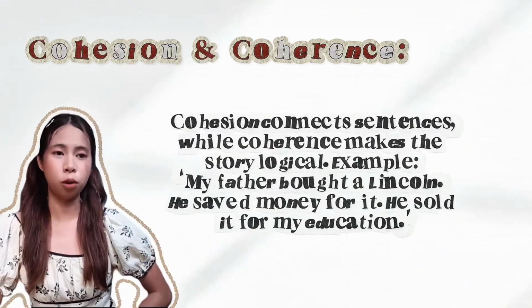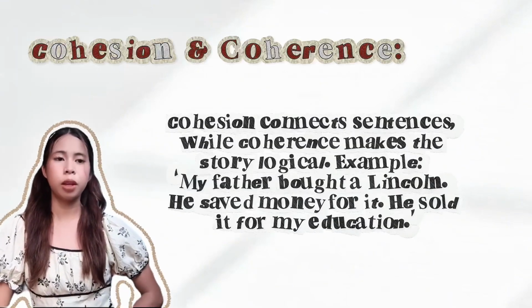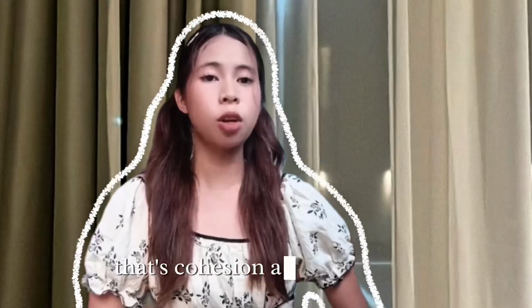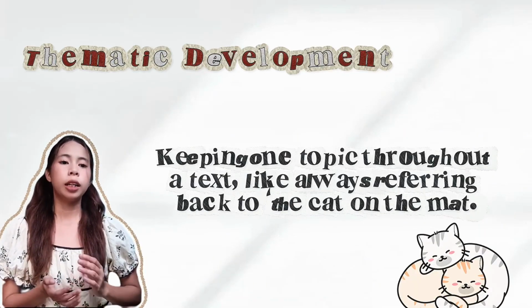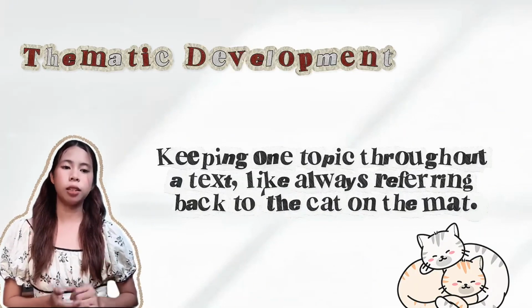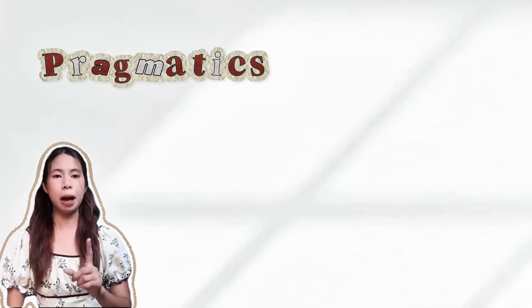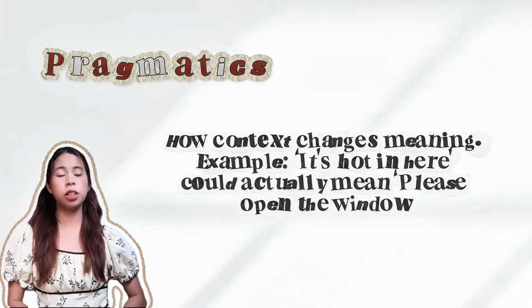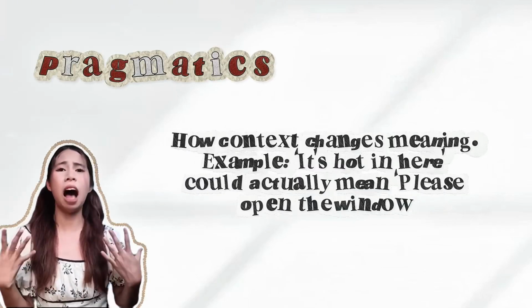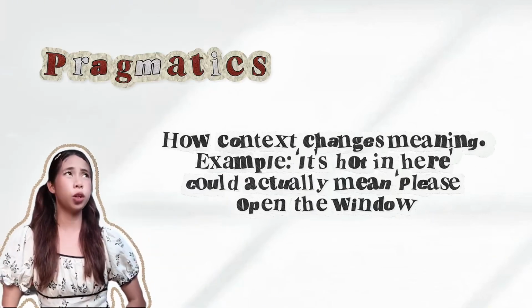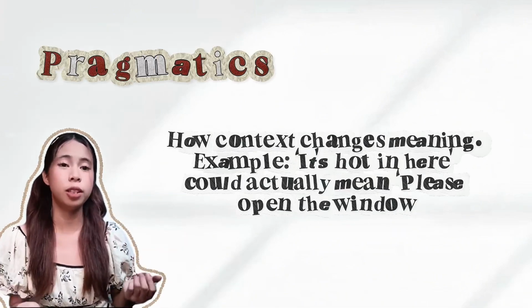Example: my father bought a Lincoln. He saved money for it. He sold it for my education. That's cohesion and coherence. Thematic development: keeping up the topic throughout a text, like always referring back to the cat on the mat. Pragmatics: how context changes meaning. Example, "it's hot in here" could actually mean "please open the window."